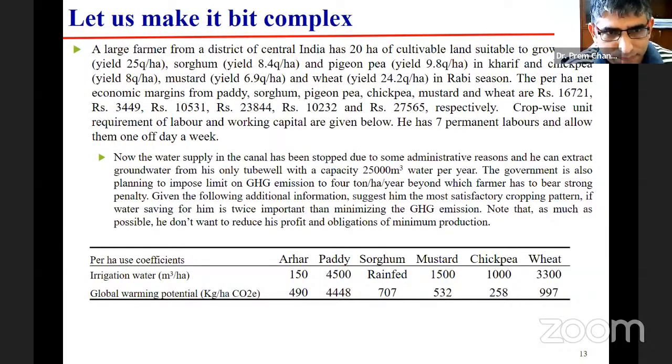Other things are remaining. Given the following additional information, suggest the most satisfactory cropping pattern if water saving for him is twice as important as minimization of GHG emission, and he does not want to reduce his profit as much as possible, with obligations of minimum production.